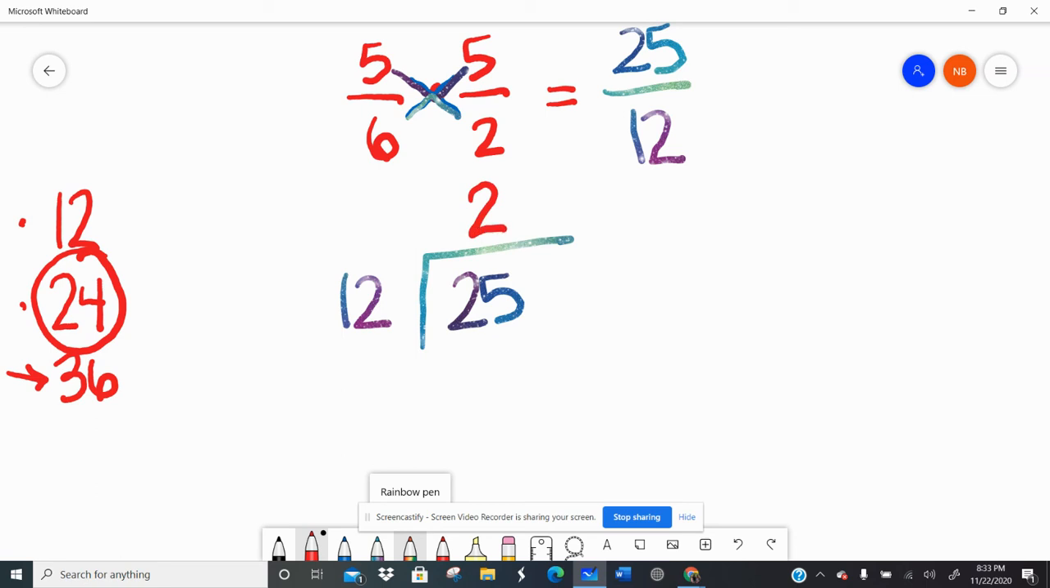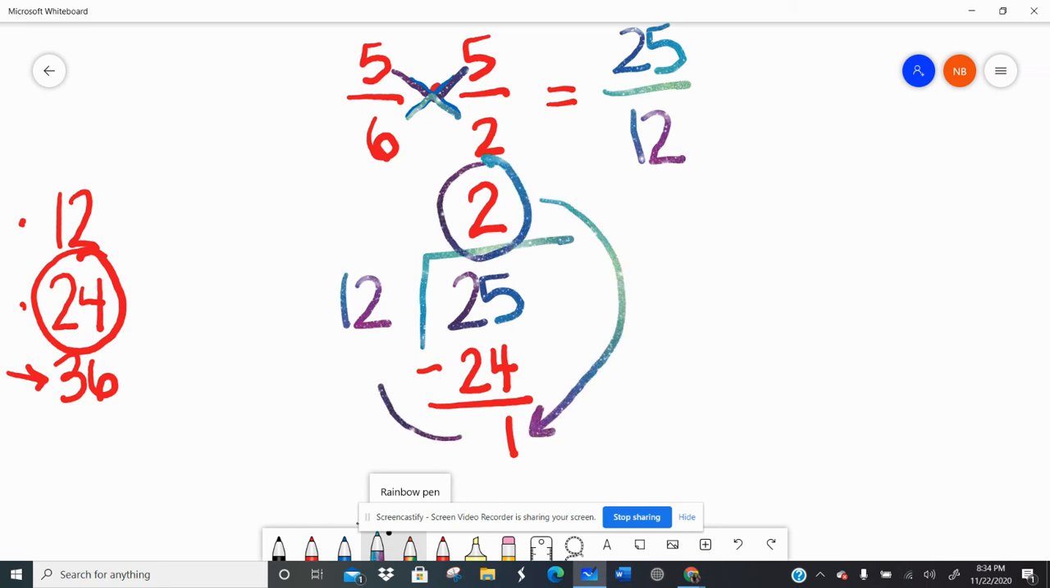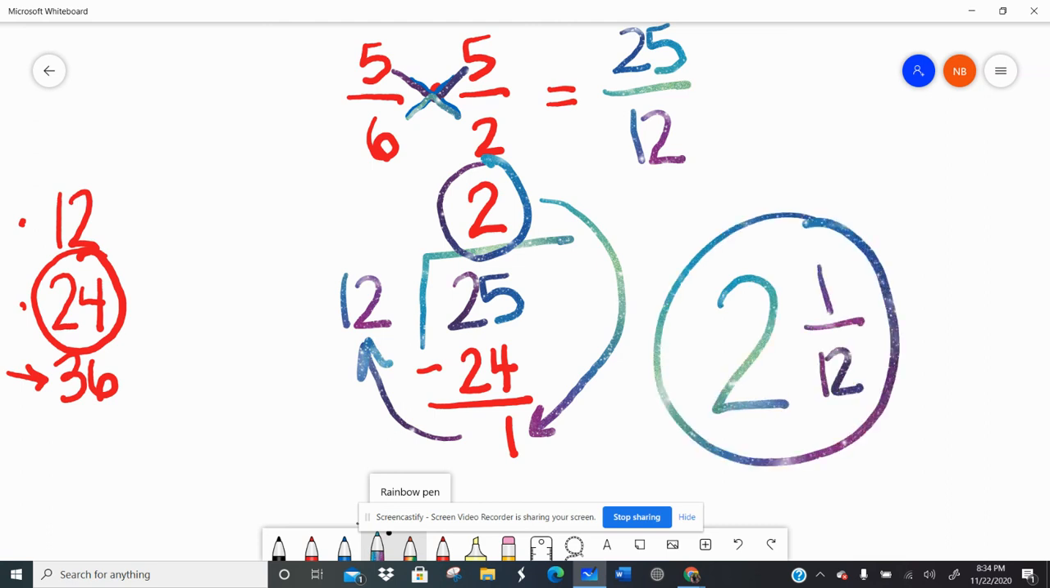I can make two groups of 12. 2 times 12 is 24. And then I do my subtraction. 25 minus 24 is 1. All right. Whole number, numerator, denominator. 2 and 1/12 is my final answer.